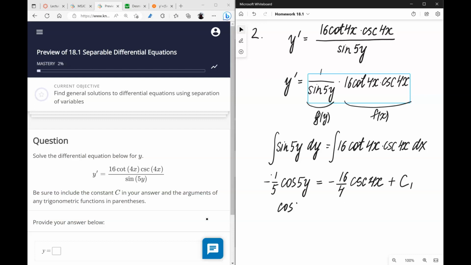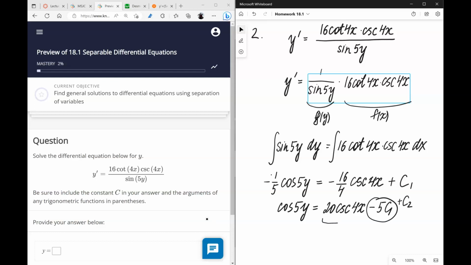So we have cosine of 5y equals 16 over 4, which is 4, with the negative, multiplied by negative 5, so we get 20. So it's 20 cosecant of 4x minus 5c1, which, this whole negative 5 of c1, we can relabel as plus some other constant, let's call it c2.